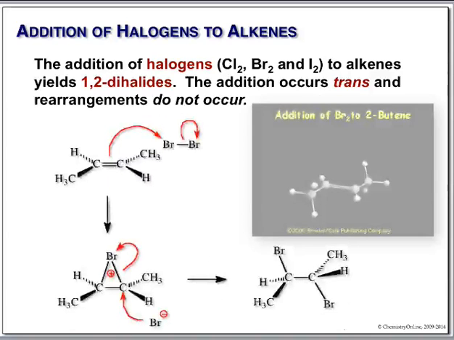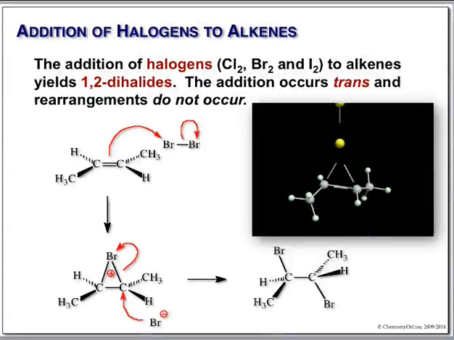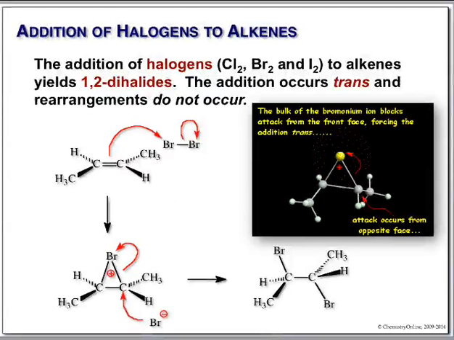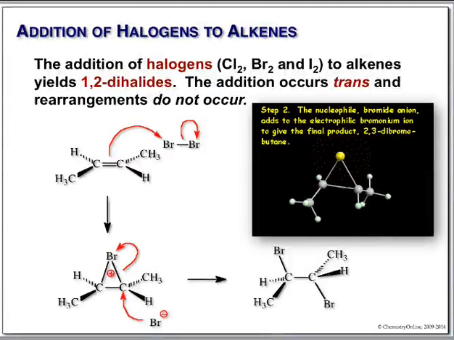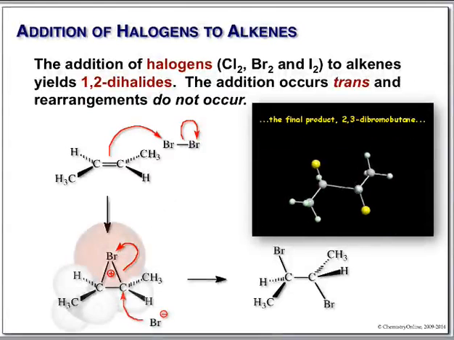Let's go back 50 years. Here comes Br2, it splits. Here's our bromonium ion. It's big. Step 2, the Br minus comes in from the bottom, and we get the 1,2 dibromide. Again, the reason this is trans is that this is really big, and the only possible way for it to get to this carbon is to come in from the bottom.